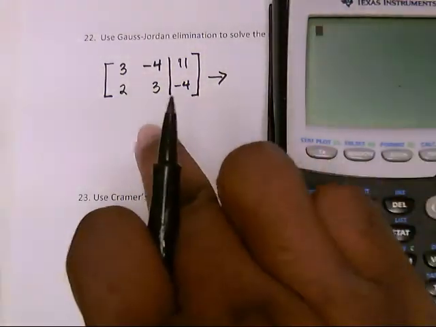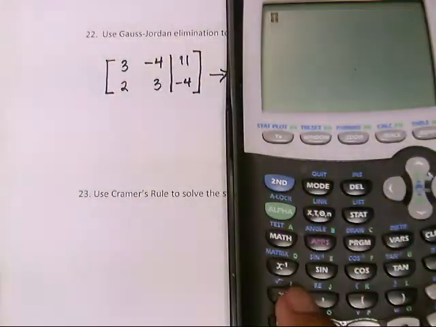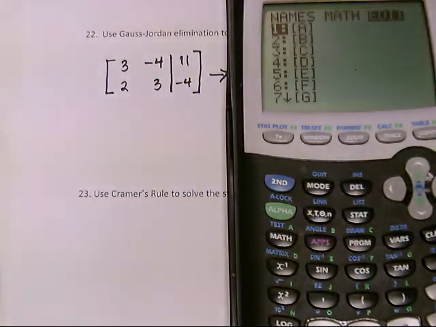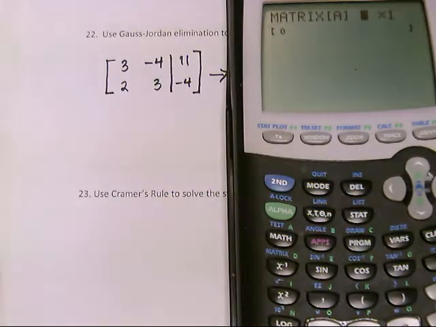Alright, in this case, I'm going to enter this as a matrix, so I have to use second and matrix. Now, I'm putting in a new matrix, so I'm going to use my right arrow key for the edit. And I'm going to store this in matrix A. So I select number 1.